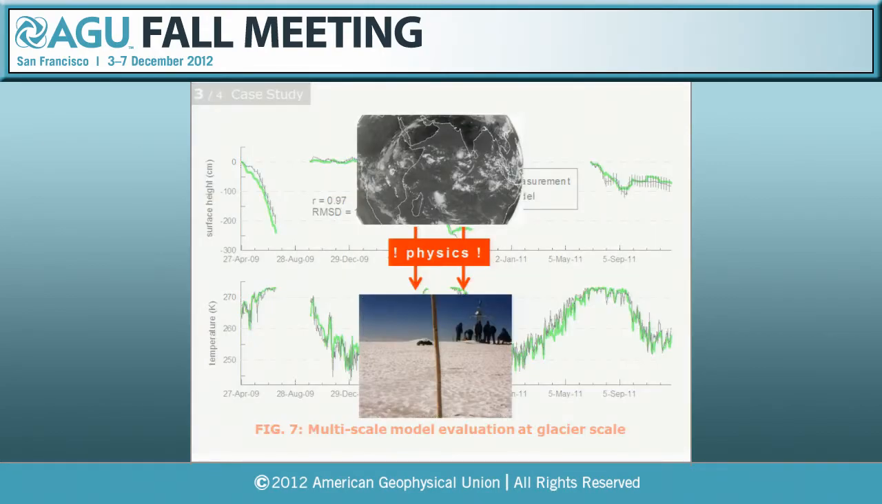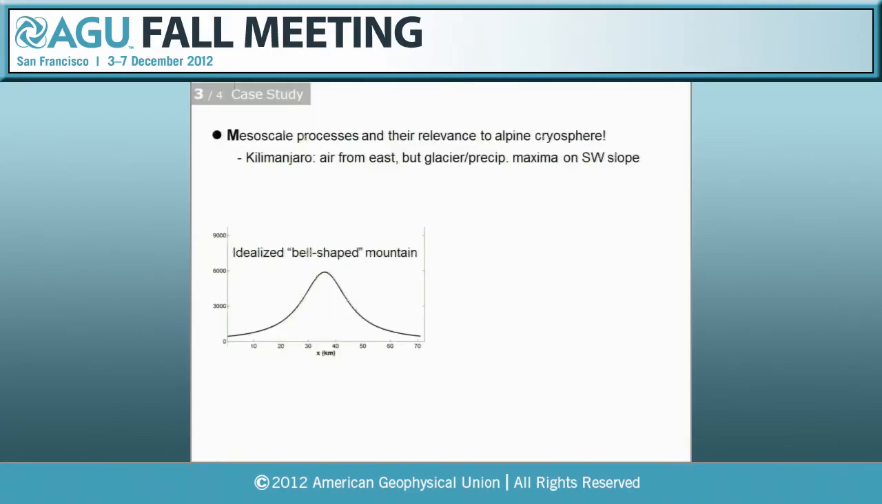And actually, this does suggest that we do have the possibility now to downscale large-scale climate dynamics to the conditions at our glacier surface in a fully dynamical way. Now, one of the biggest advantages in these multi-scale modeling systems is that you can also diagnose the importance of mesoscale processes and their relevance to the alpine cryosphere. And I only want to show you one example on Kilimanjaro. The air masses are typically approaching from easterly directions, but the maxima of glaciers, precipitation, they are located on the southwestern slope, which is non-intuitive in the beginning.